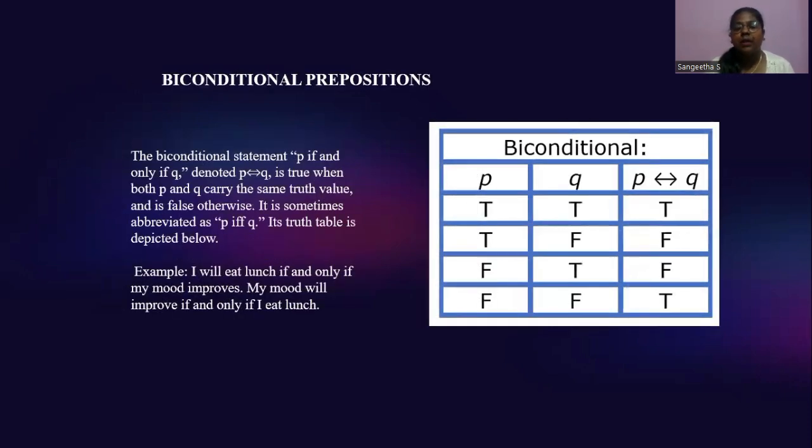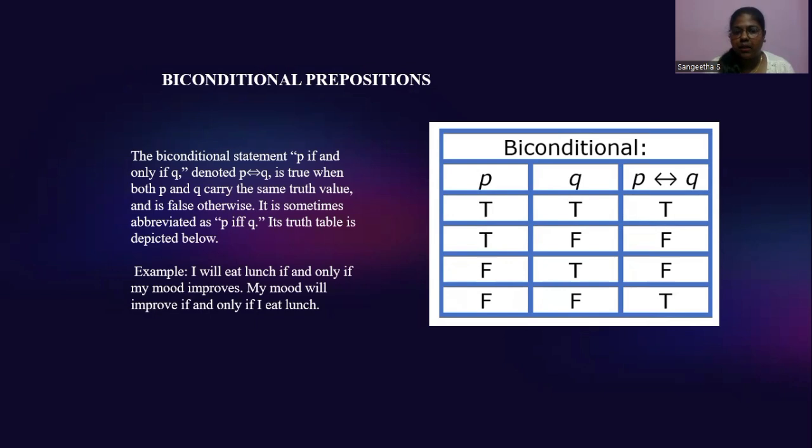Biconditional proposition. The biconditional statement P if and only if Q denotes P implies Q is true when both P and Q carry the same truth value and is false otherwise. It is sometimes abbreviated as P iff Q. Its truth table is depicted. So the biconditional truth table is, let us consider P and Q, P biconditional Q.